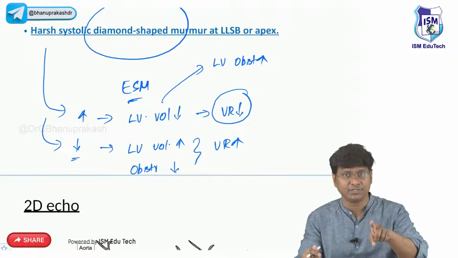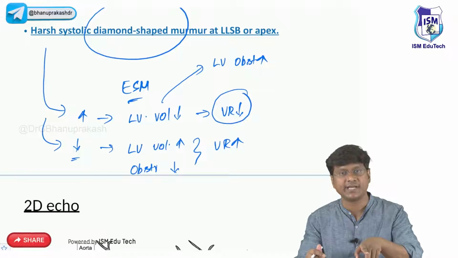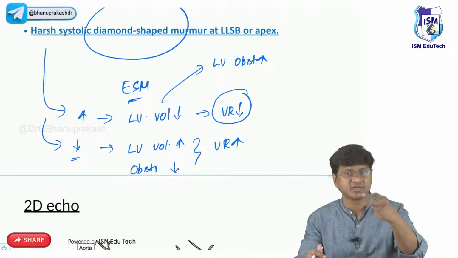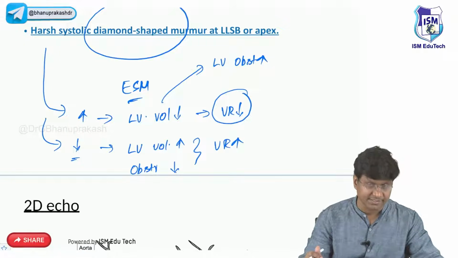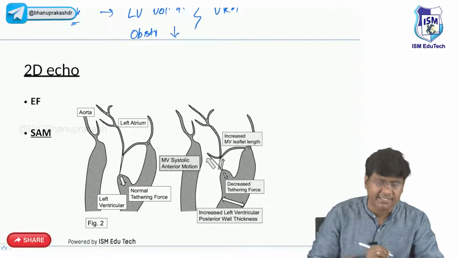And even your beta blockers and calcium channel blockers decrease the cardiac contractility. So whenever they decrease the cardiac contractility, the LV volume increases, obstruction decreases, and the murmur also decreases, okay? Right. Then how do you investigate these patients with hypertrophic cardiomyopathy? That is your 2D echo.